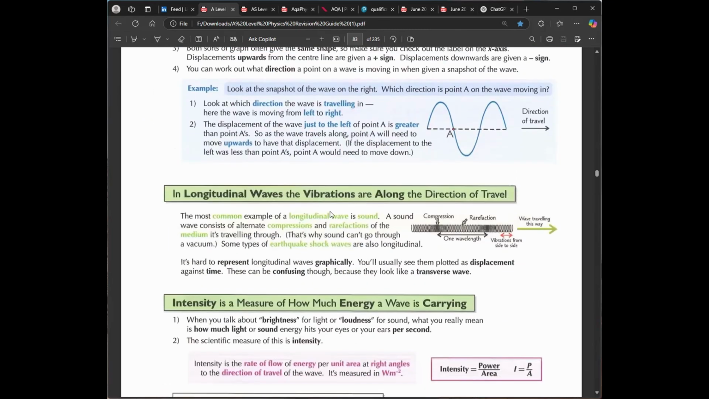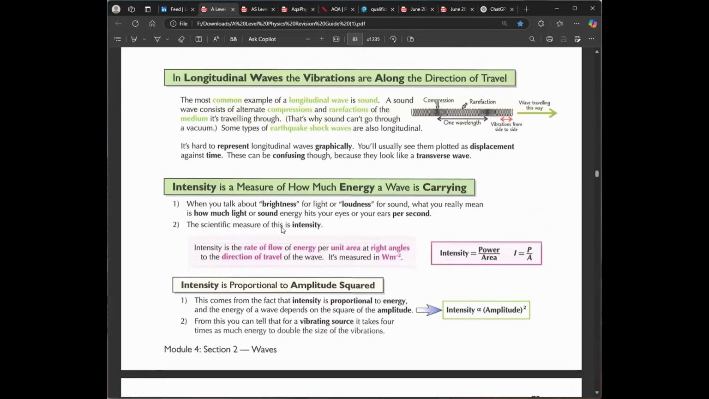Opposite to that is the longitudinal wave. In a longitudinal wave, the movement of matter or the vibration is in the same direction as the direction of travel of the wave or the direction of travel of energy. So that's the difference.